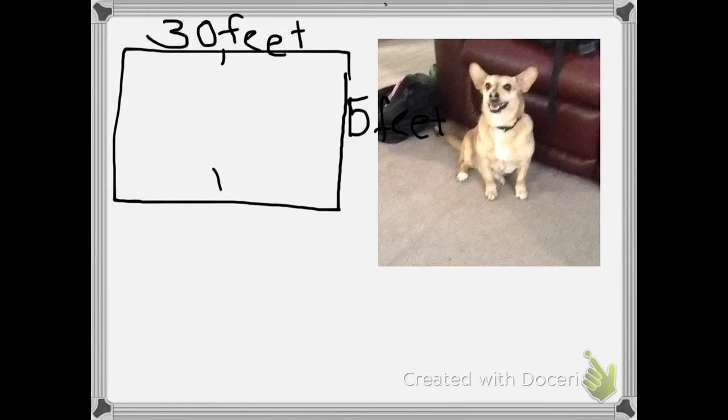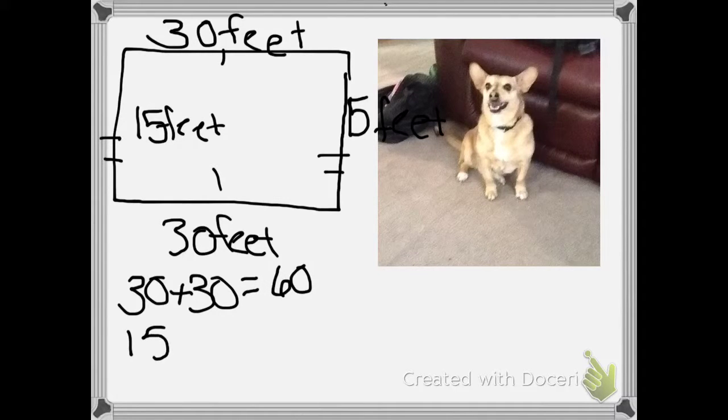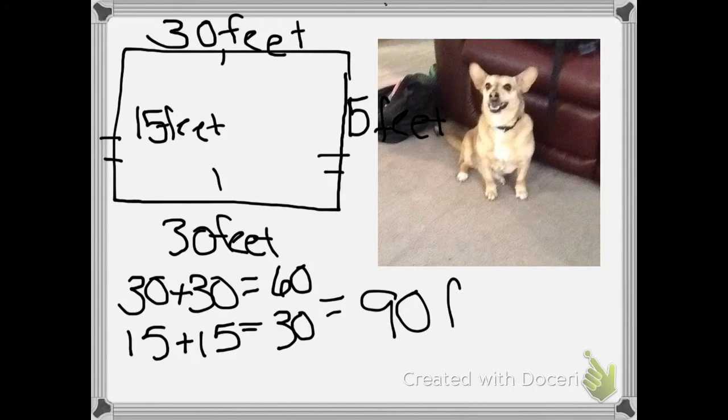Well, I know that these two sides are equal, so it would be 30 over here, and I know these two sides are equal, so it would be 15 over here. And then I just need to add up each side, each length. So I could do the two sides that are the same, 30 plus 30, which would be 60. And then I could do 15 plus 15, which are the two sides, and it would be 30. Then all I needed to do was add up my two numbers. So 30 plus 60 would be 90, which means I would have to buy 90 feet of fence to keep Hurley inside.